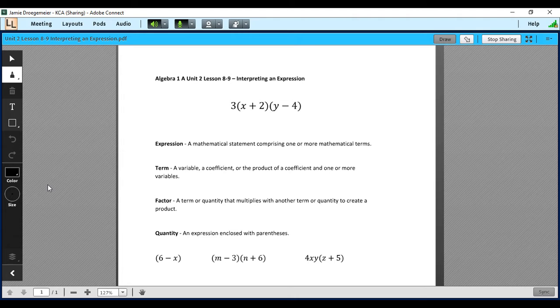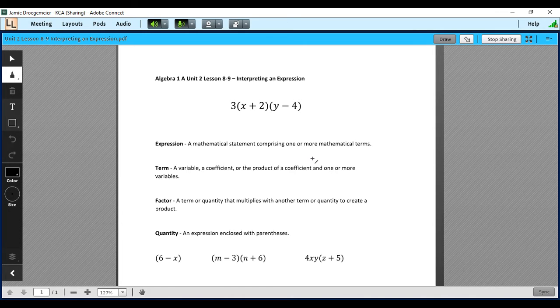Today we're looking in Unit 2 at lessons 8 and 9, which talk about interpreting an expression. This is a bit of an extension from our last lesson where we were talking about the different parts of an expression. You'll notice these vocabulary terms are ones that we saw before. We have our expression, which again is a mathematical statement that has one or more math terms. And then we talked about what a term is.